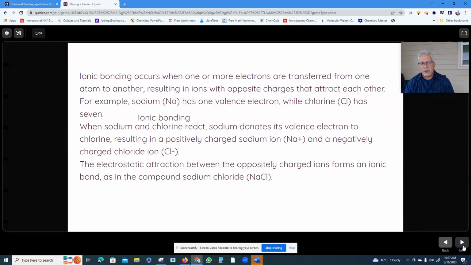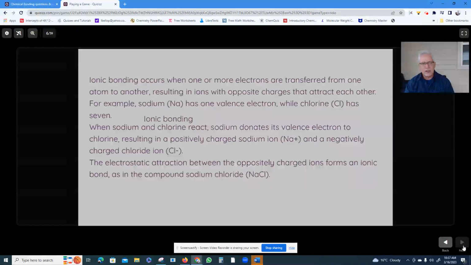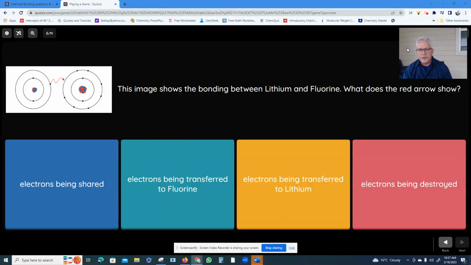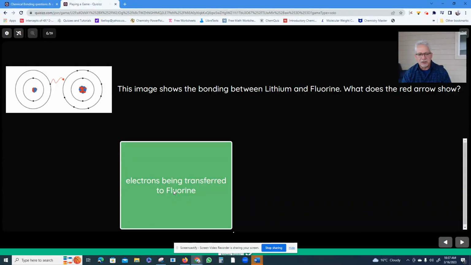Okay, the next slide will explain the definition of ionic bond and covalent. And here are a few questions related to that. The image shows the bonding between lithium and fluorine. What does the red arrow show? I mean, it will be electrons being transferred. So I would say this is the correct answer.